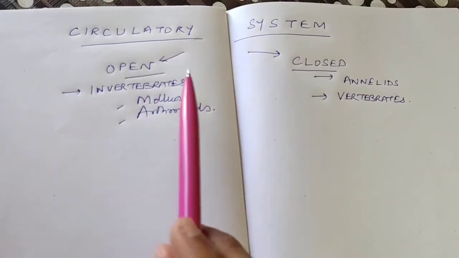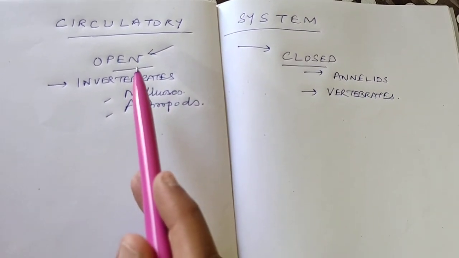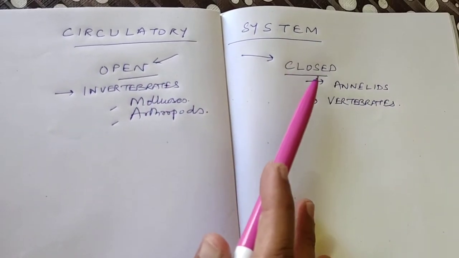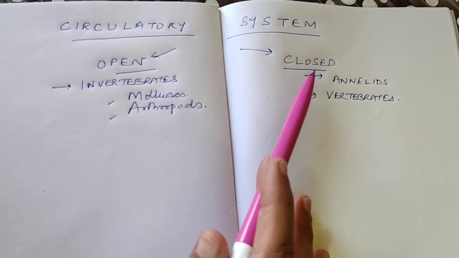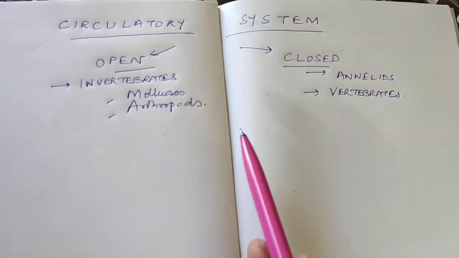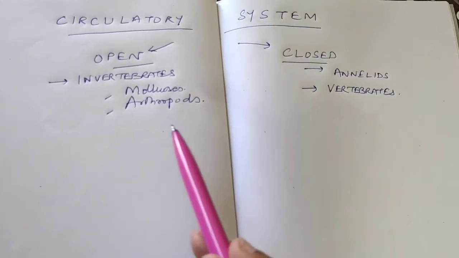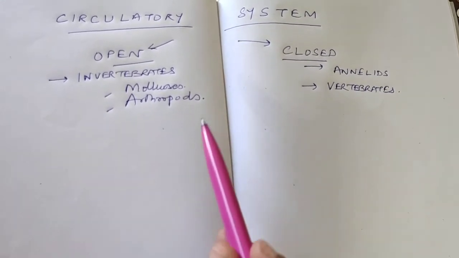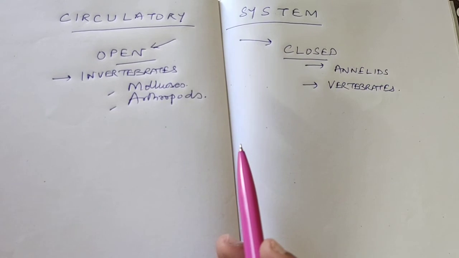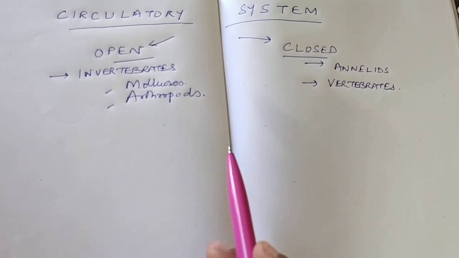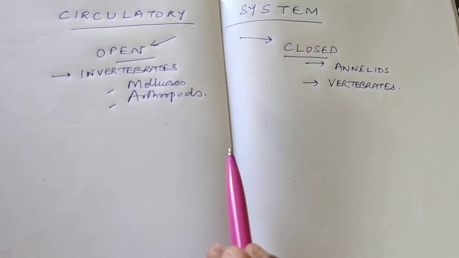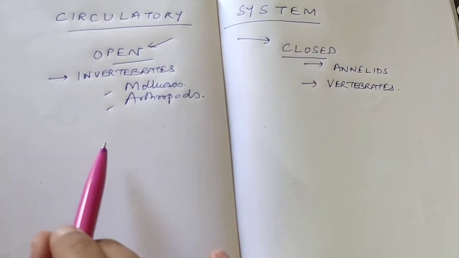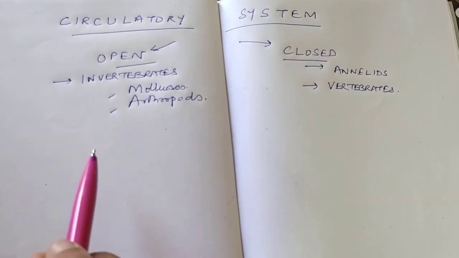The reason why nature evolved from the open to the closed type of circulatory system was to make circulation faster. And if you make circulation faster, you can have better metabolic activity, you can have better rates. So what exactly is an open system of circulation and how does it work?